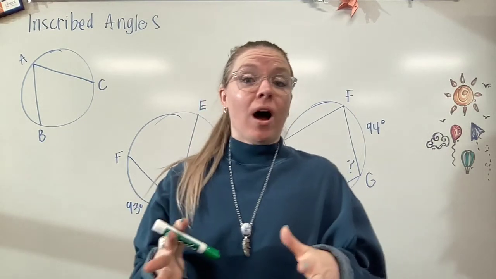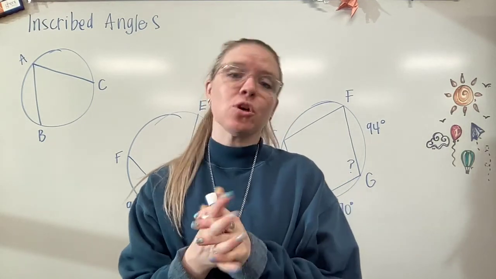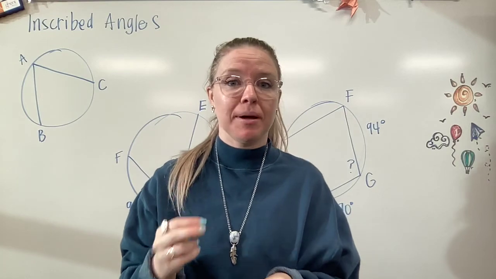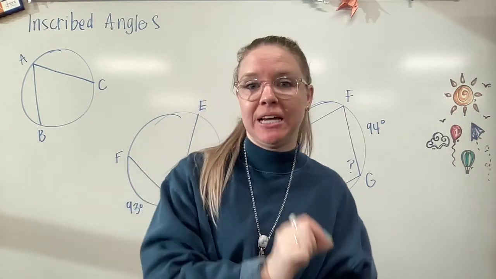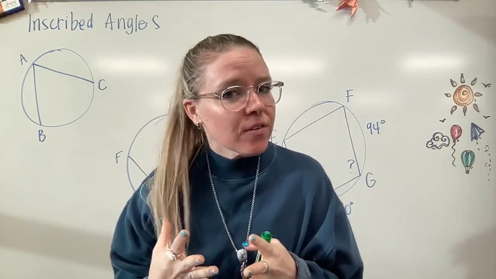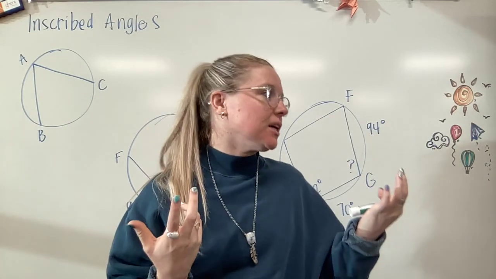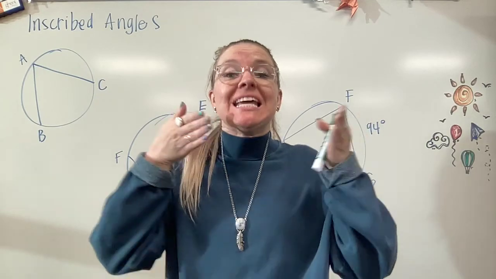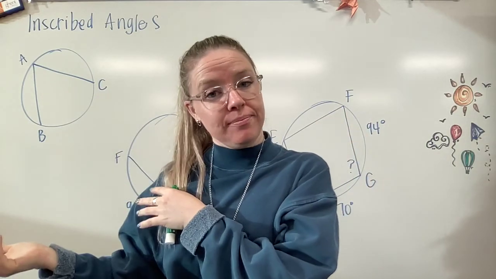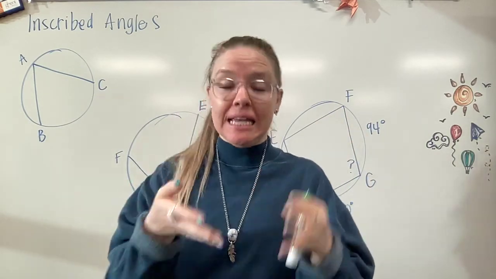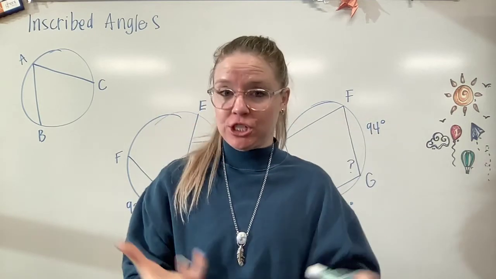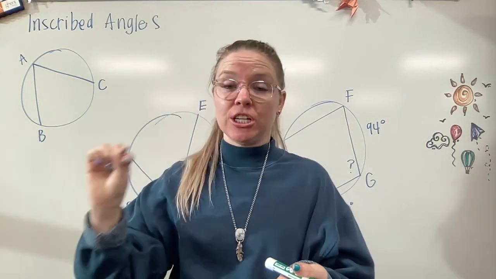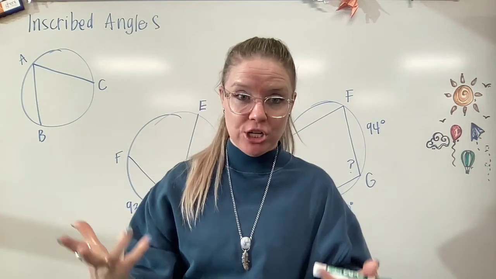Now that we know our central angles, we have a second kind of angle that we're going to talk about. These are called inscribed angles. If you've ever heard a math problem that says a square is inscribed in a circle, what that means is it's inside the circle, or any shape for that matter. It's just touching the outside of the shape.